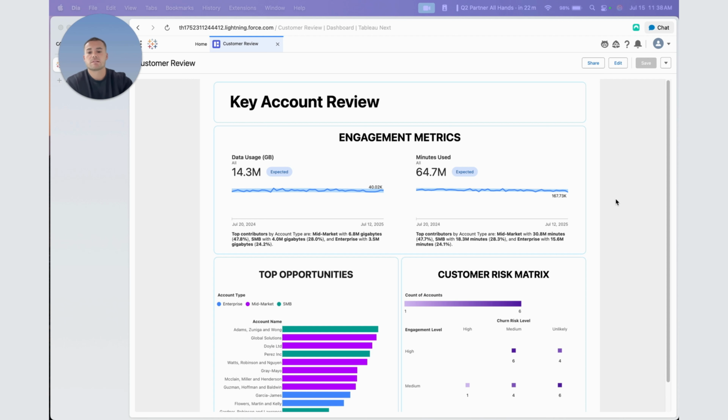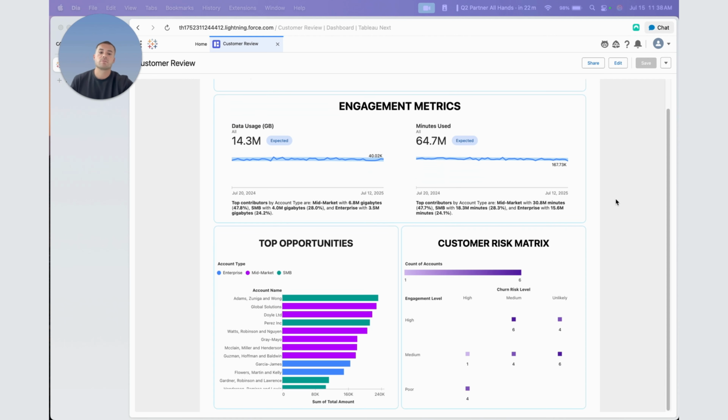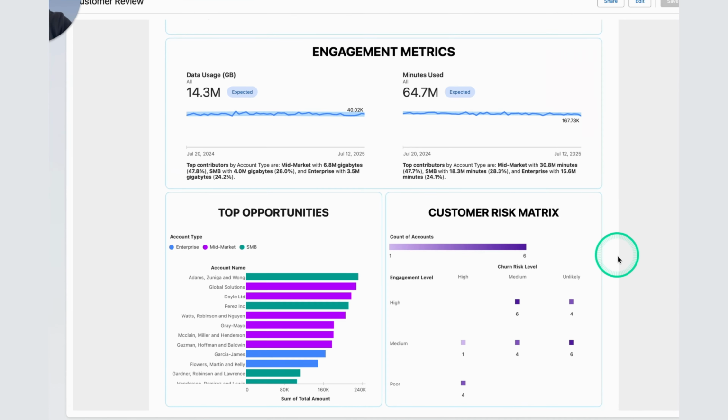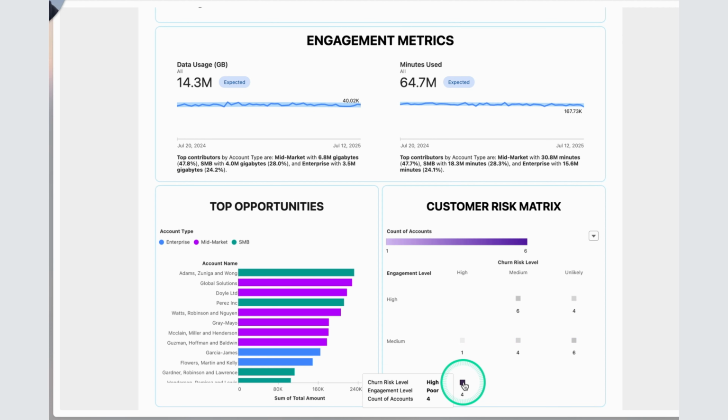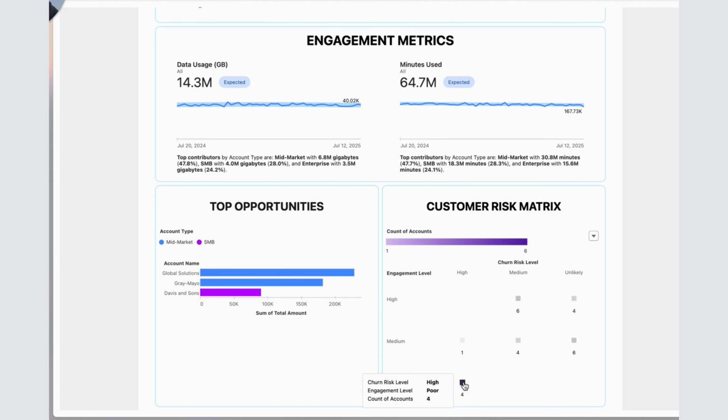Down below, I can see some open opportunities, and I have a customer risk matrix to try and identify any potential problems. And something that stands out to me is this bucket where I have some customers that are a high churn risk and they have low engagement. So let's drill into that a little bit more. And now I can see that from my top opportunities, Global Solutions have one that is open for over 200K. And this is concerning me.